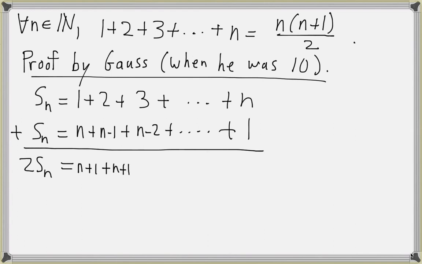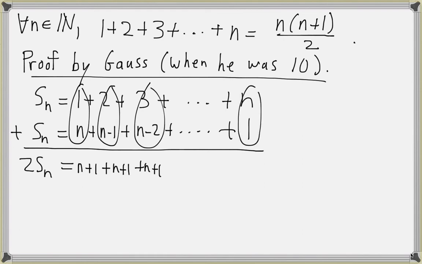If you add 3 plus n minus 2, you get n plus 1. So as you add up these terms pairwise, two at a time, you're always going to get a sum of n plus 1. And you notice that there's a total of n pairs of these numbers. If you go from 1 to n, that's going to give you n total pairs.